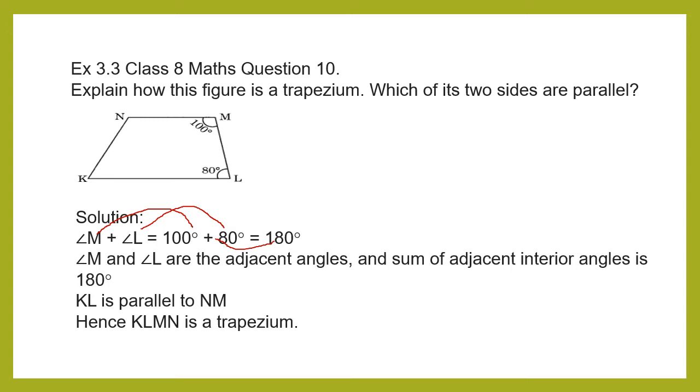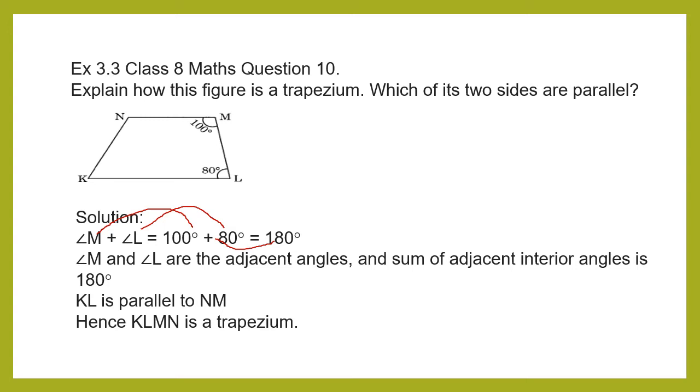So if the sum of adjacent interior angles is 180 degrees, then the two opposite sides that come between those angles are parallel. That means side KL and side MN are parallel to one another. So if these two sides are parallel, then we can conclude that KLMN is a trapezium. In a trapezium, only one pair of opposite sides is parallel. The other pair are non-parallel sides.